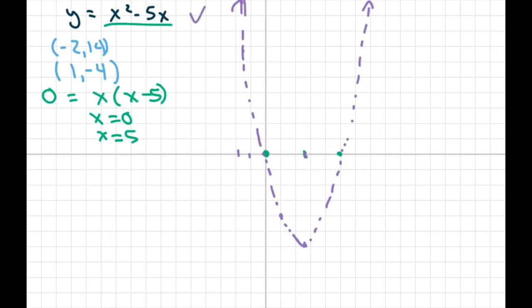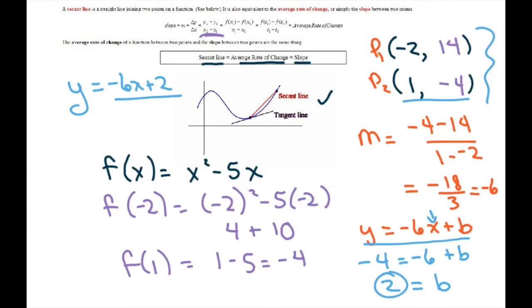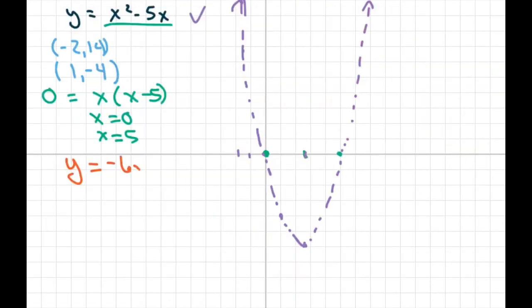Now your equation of your secant line is y equals, was it -6? -6x plus 2. So I know my y-intercept is 2. And we're matching up these 2 points here. This one with one way up here. So I'm going to sketch that. There's your secant line right there.